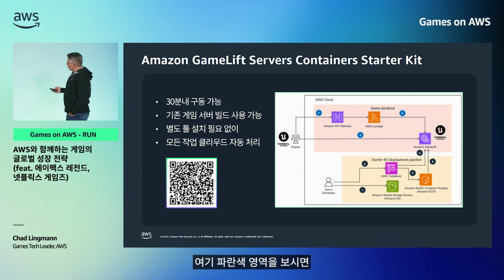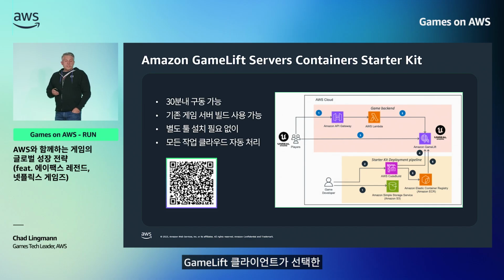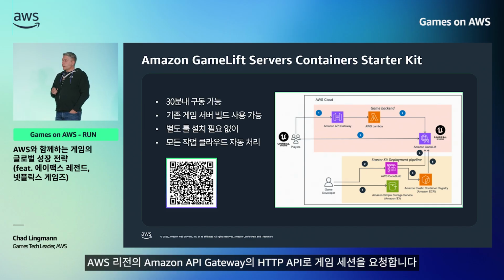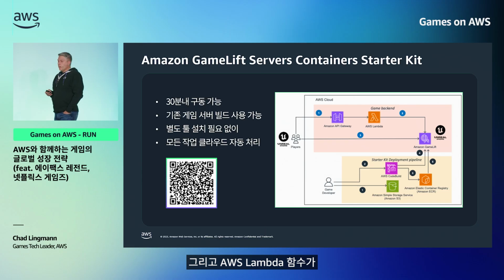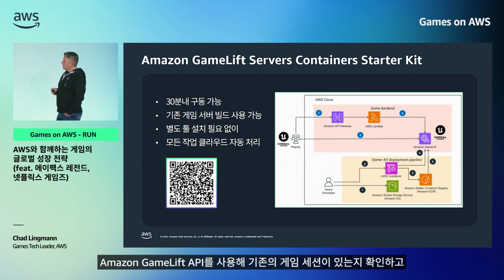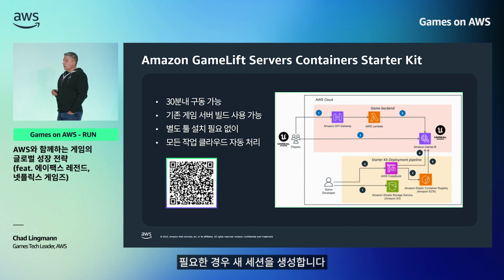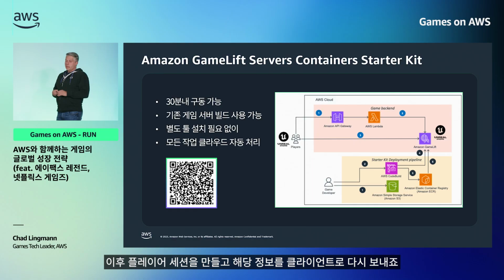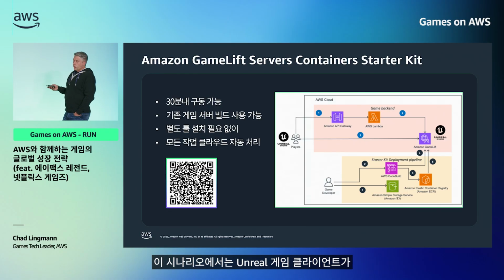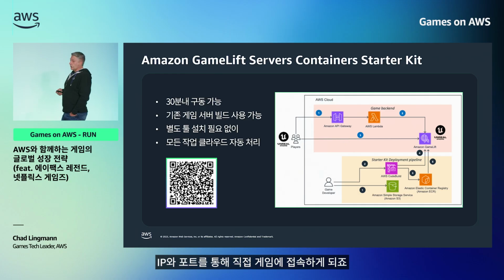So now if we take a look at the blue area here, the GameLift client will request a game session in the selected AWS region from the Amazon API Gateway HTTP API. An AWS Lambda function then searches for an existing game session with the Amazon GameLift API, or it creates a new one if needed. And it then creates the player session, and it sends the information back to the client. So in this scenario, an Unreal game client then connects directly with IP and port to join the game.